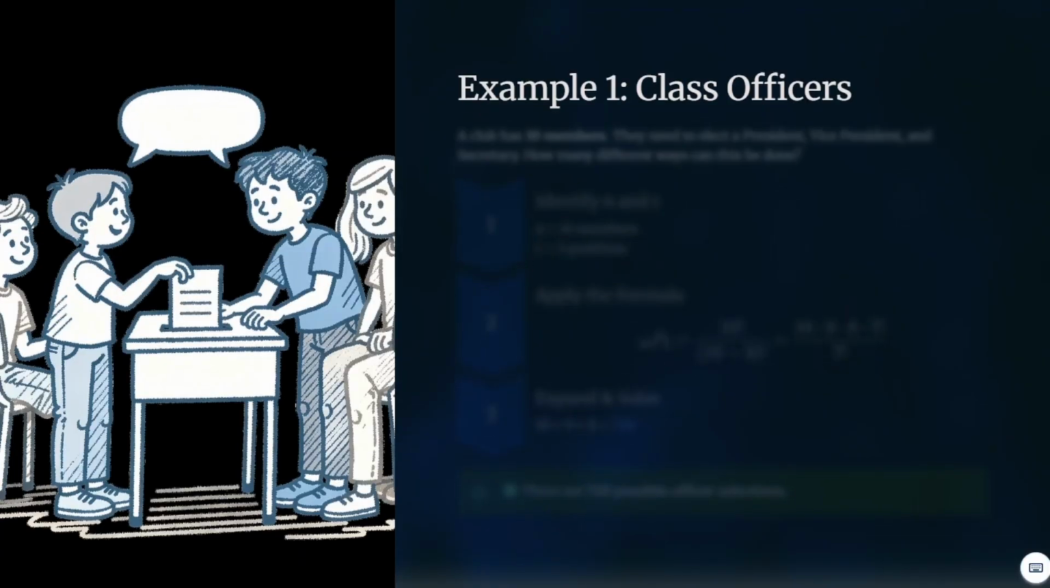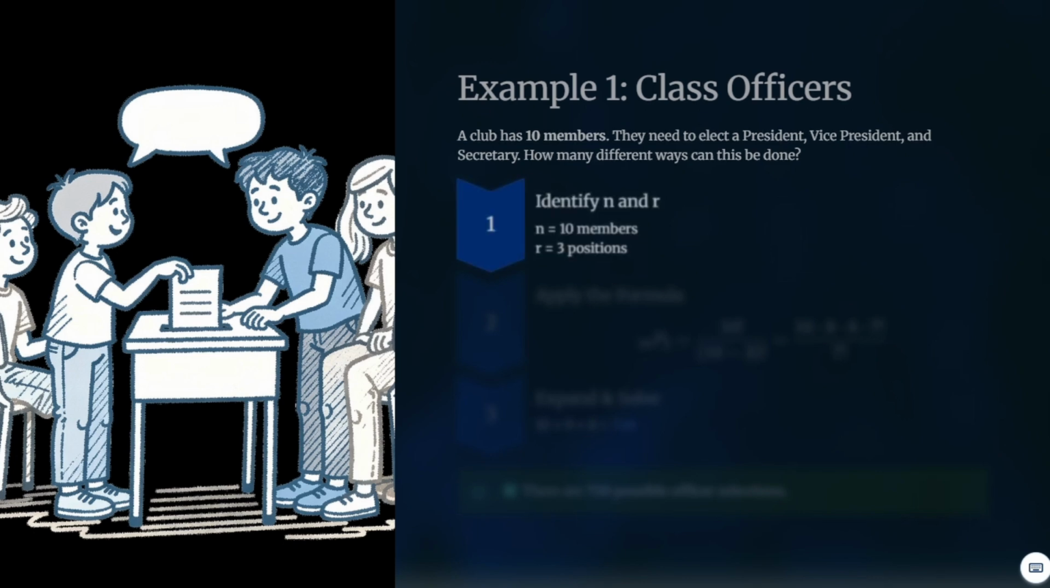For example, a club has 10 members. They need to elect a president, a vice president, and a secretary. How many different ways can this be done? Well, first we need to identify N and R. In this case, N equals 10, there are 10 members, and R equals 3 because there are 3 positions to elect.